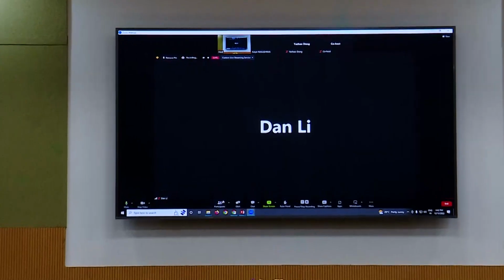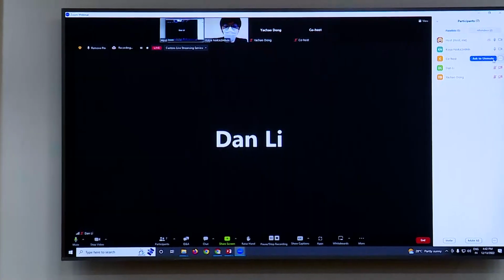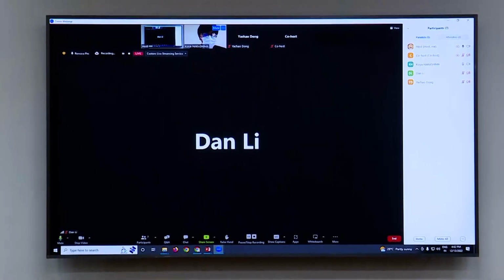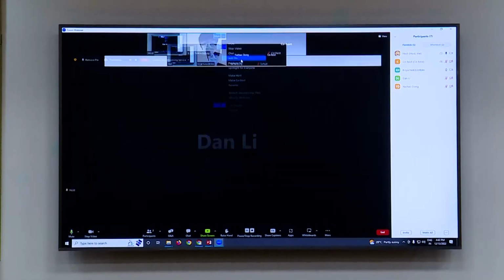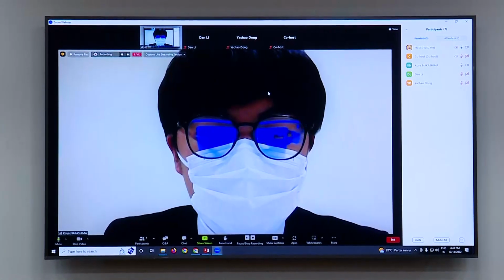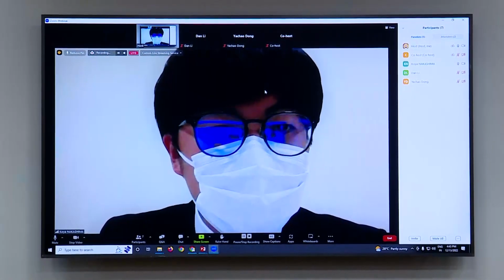So our next speaker is Koya Nakashima, and the topic of the presentation is development of scheduling system for batch processes considering heat recovery with heat storage tanks. So Koya, over to you.